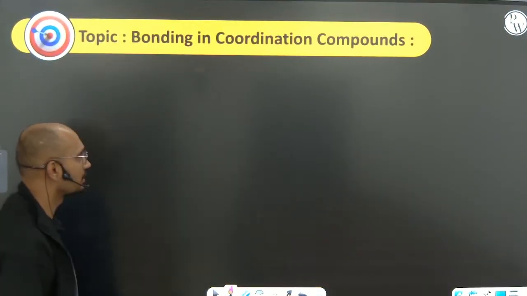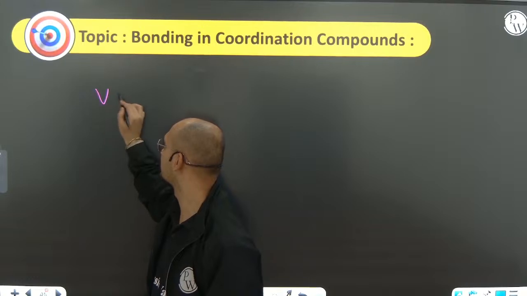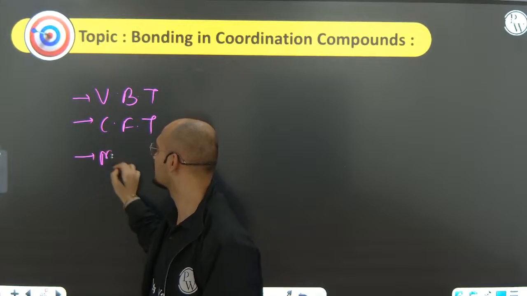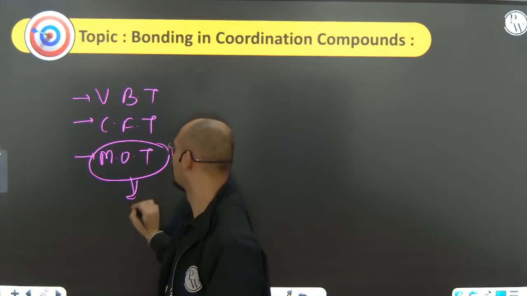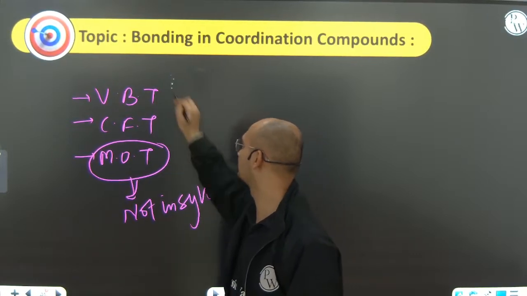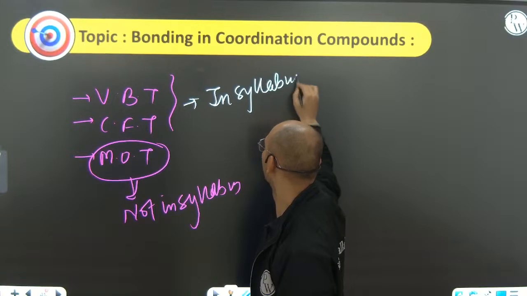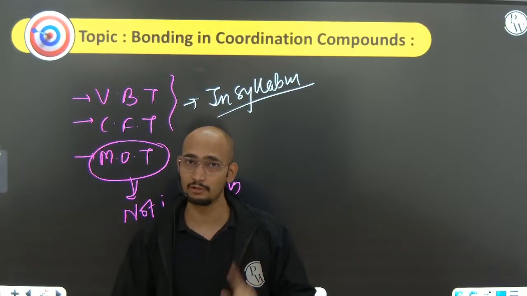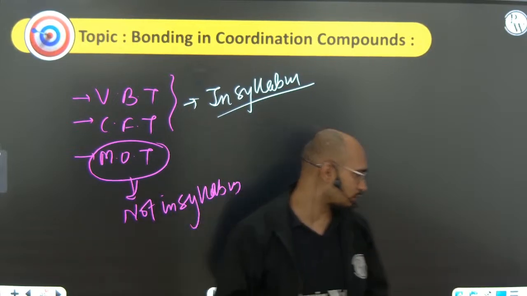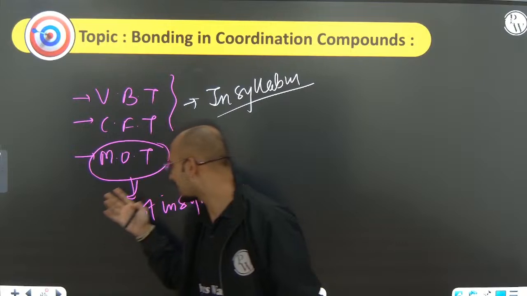Next, bonding in coordination compounds. Many bonding theories are given for coordination compounds, like valence bond theory, crystal field theory, and molecular orbital theory. But molecular orbital theory is not in the syllabus, while these two are. Yesterday, when I was talking about chemical bonding, I told you that molecular orbital theory is the answer to every question in chemistry. If you talk about bonding, it is for everything. So MOT can answer any question.